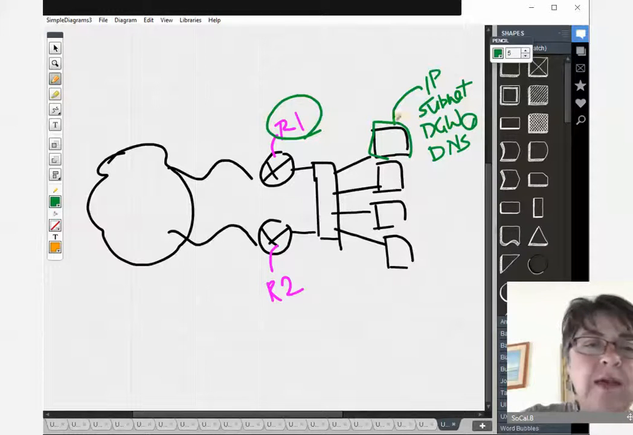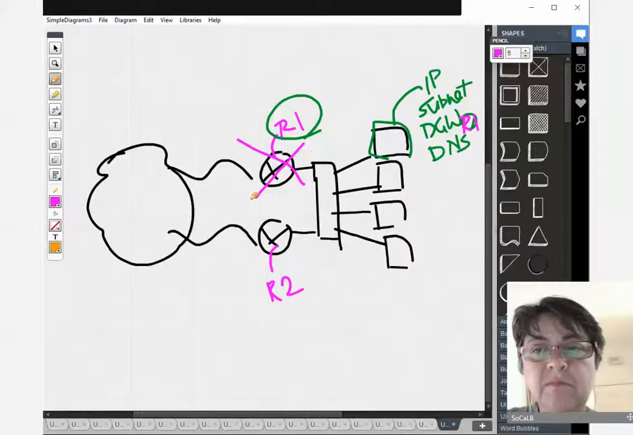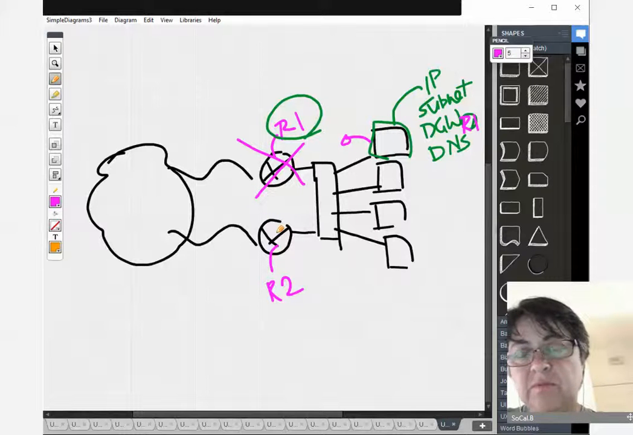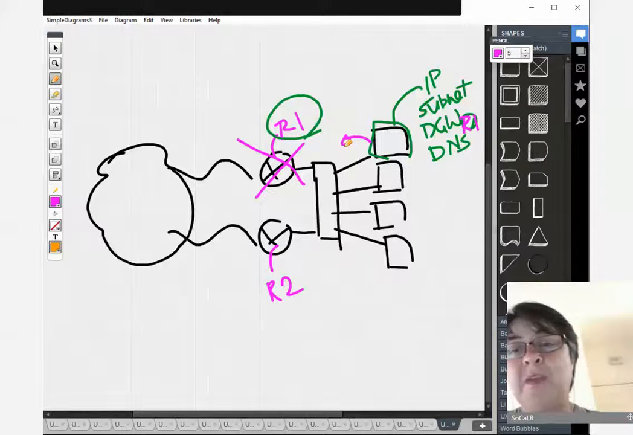So if you had R1 as a default gateway, and if this thing goes down, how is this going to know that it's supposed to actually go to R2? And the quick answer is it doesn't. So it'll try to keep on sending to R1, and R1 is down, so it won't be able to get through. And that is going to be a pain, wouldn't it?